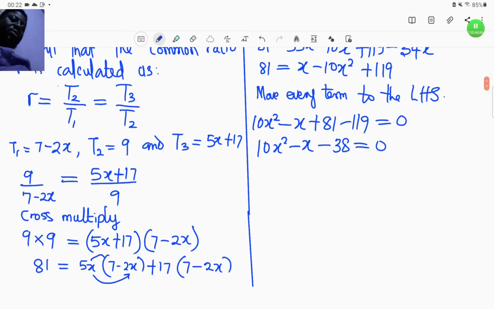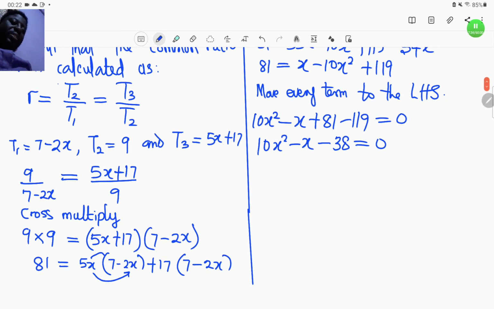How do we use factorization? You see that here there is 10, there is 38 here. You multiply the quadratic term, which is the one with x squared, with the constant term. That means 10 times 38. You know that 10 times 38 is going to give us 380.